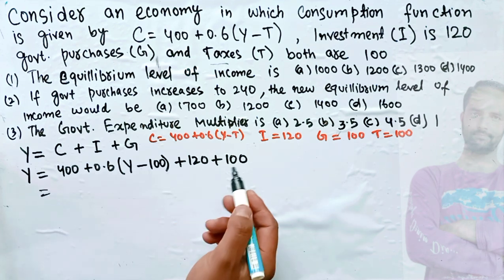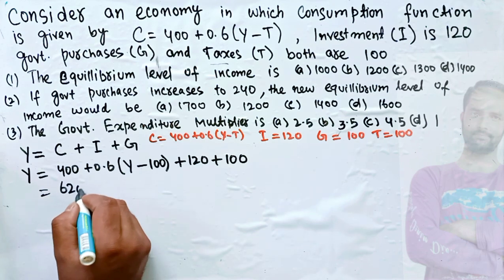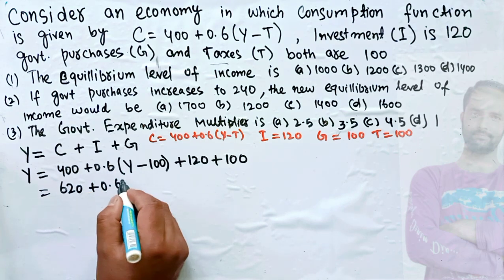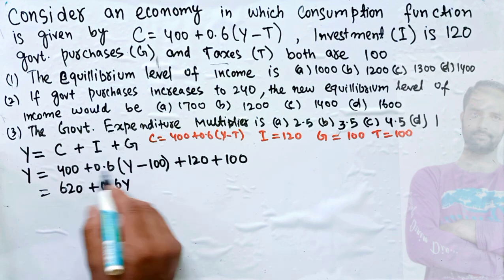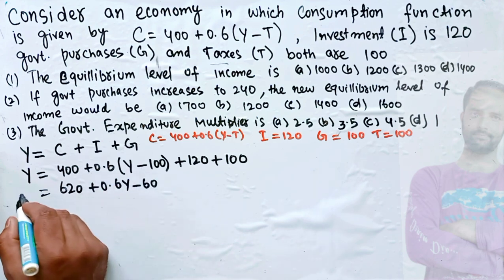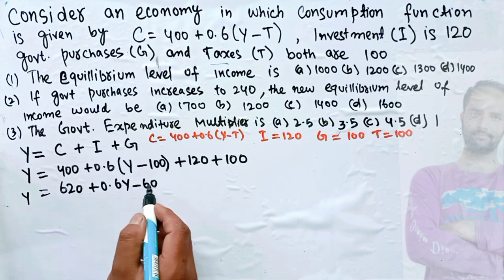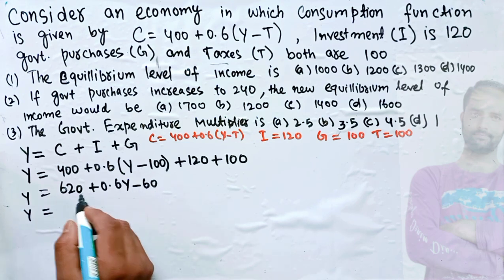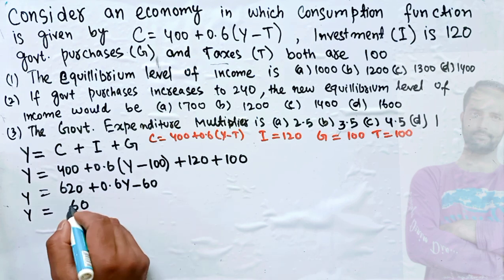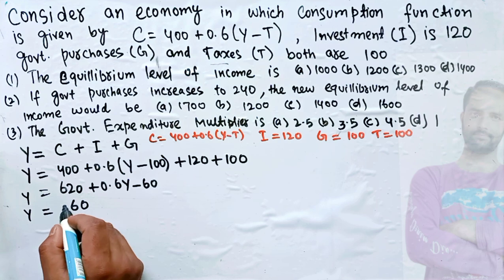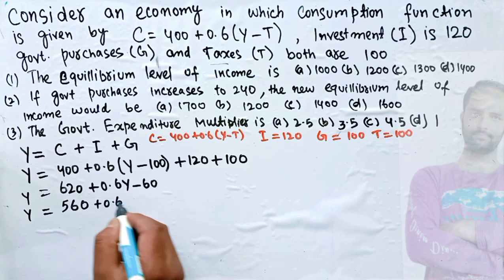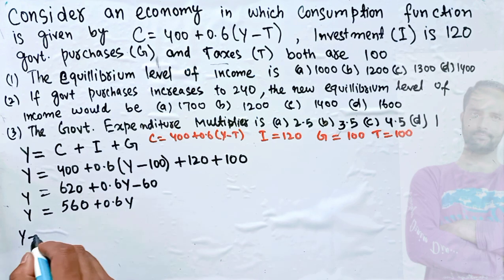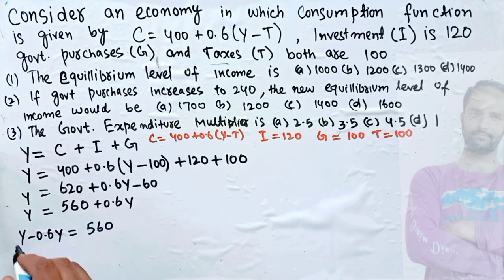Now solving this, 400 plus 120 plus 100, so we got 620 plus 0.6y. Now 0.6 of 100, that means 60% of 100 comes out to be 60. So plus minus is minus, we get here 620 minus 60, which is 560, plus 0.6y. Okay, so transposing this, minus 0.6y will come on LHS, which should be equal to 560.